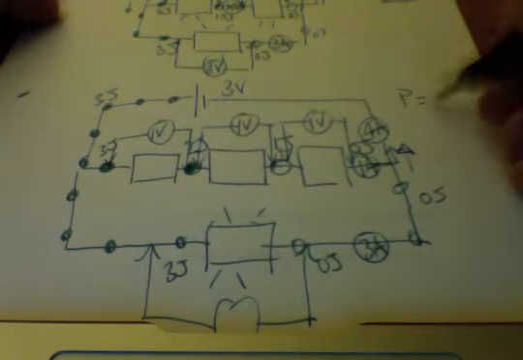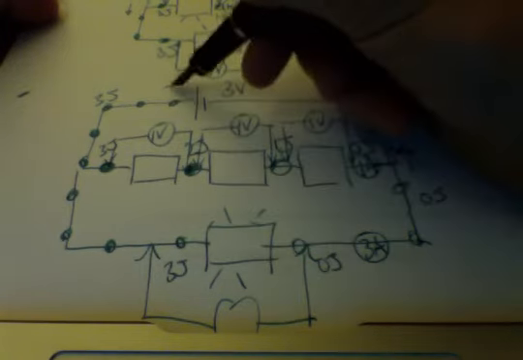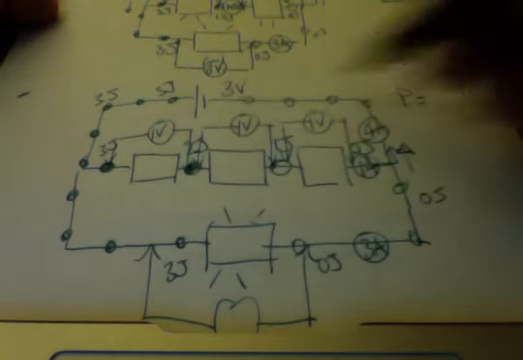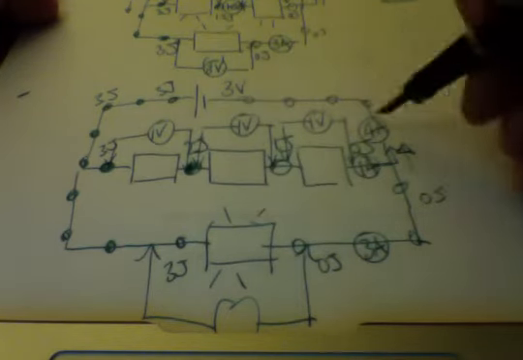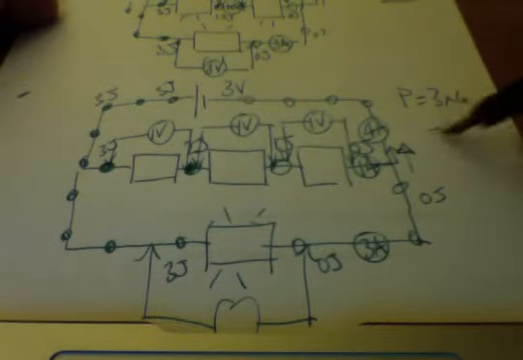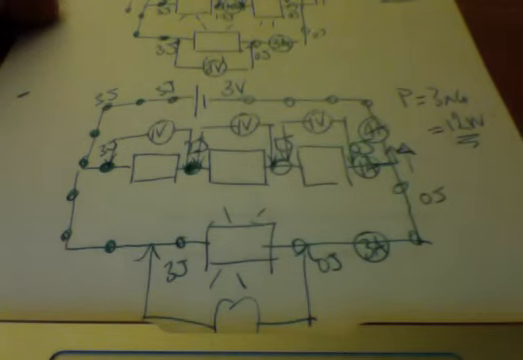The power, we have 3 joules coming out. Obviously, these coulombs go back. They're coming back into the battery, and they're leaving the battery at 4 amps. 3 times 4 gives me 12 watts.